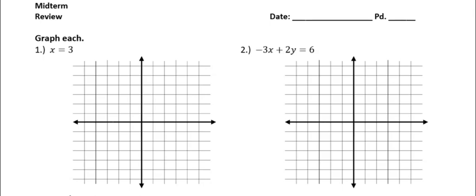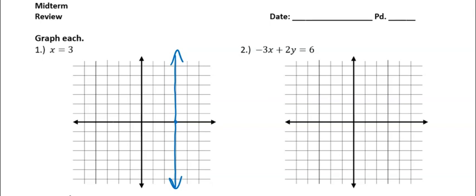So I go to 3 on the x-axis, which is right here, and I draw a vertical line. And the reason for that is when you think about all the ordered pairs on this line, every single one of those ordered pairs has an x value of 3, hence x equals 3 is a vertical line, okay?